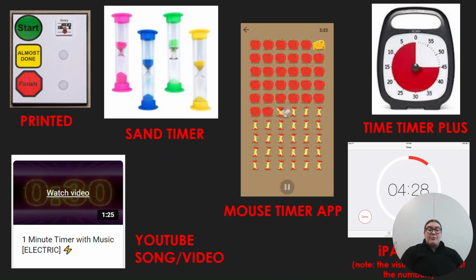Here are some examples. You can have printed ones that have a start, almost done and finished, sand timers. Some students will stim with these, so again, take your students' needs into consideration. The Mouse Time app is personally one of my favourites, and I have a lot of success with students who have that negative association with any sort of timer that has a number. I find that they really like the mouse timer. Any sort of turnable countdown that importantly has that coloured section that shows the decrease in time.